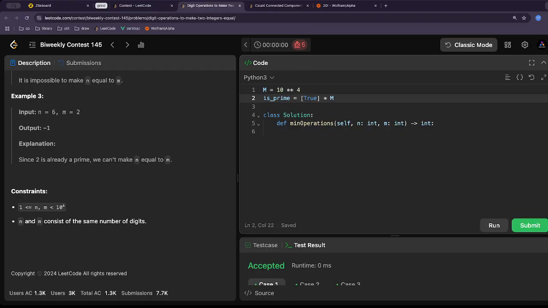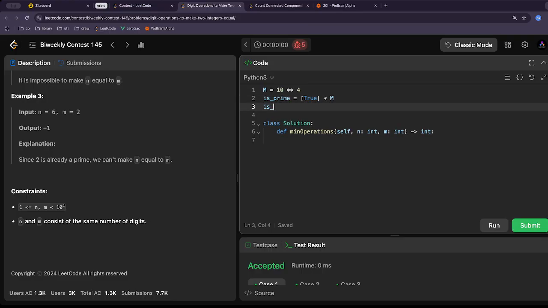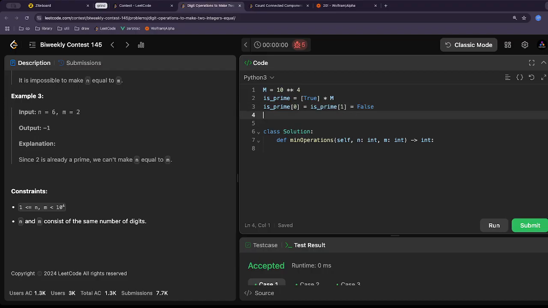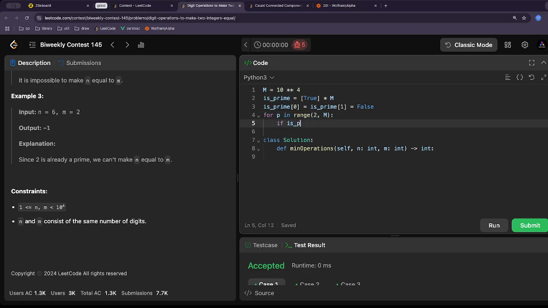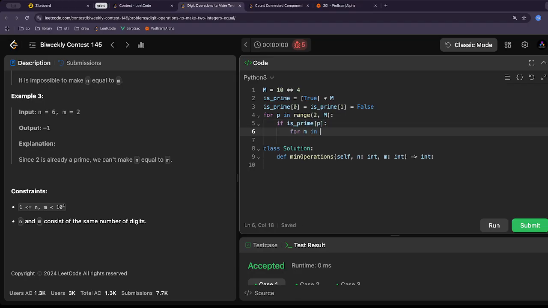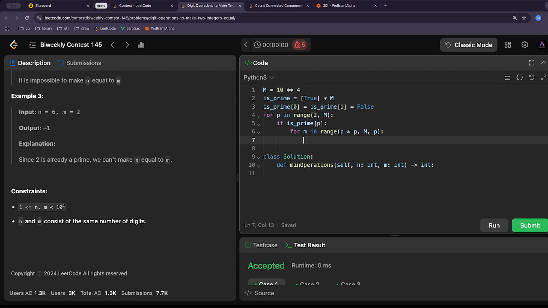In the sieve, first you mark all the numbers as prime at the beginning. I don't think we're going to ask for these numbers, but for 1 we might, so let's make sure we mark those as non-prime. Then we go for the primes from 2 to m, and if it is prime, we go over the multiples from the square of the prime up to m, with step p, because we want the multiples of p. Then is_prime of n is false, because it's a multiple of a prime that is not prime. All right, so this is it.